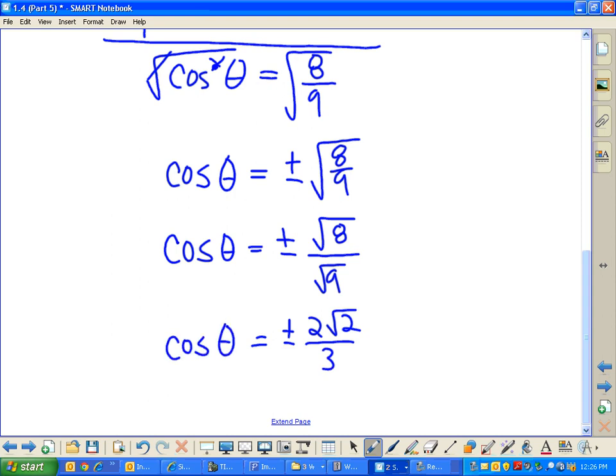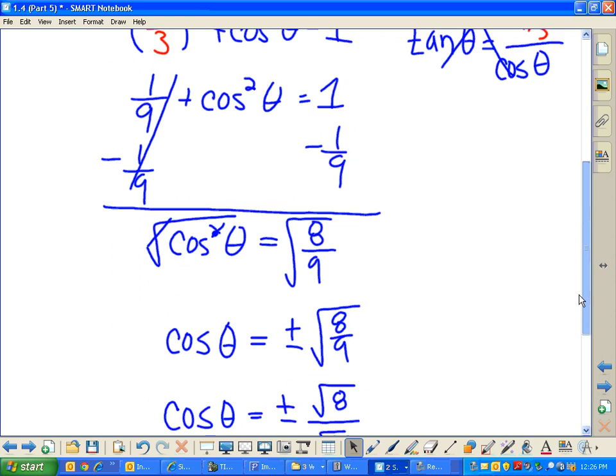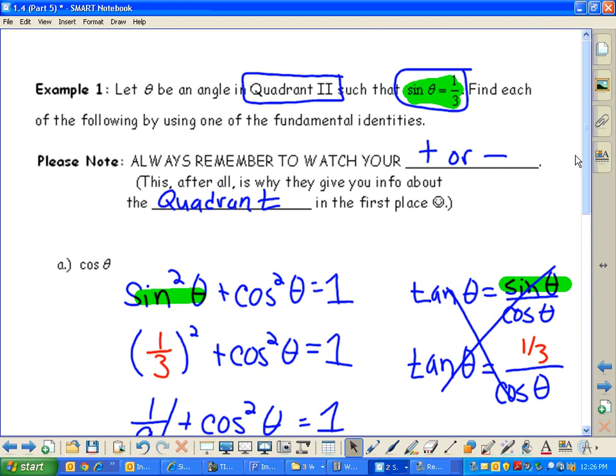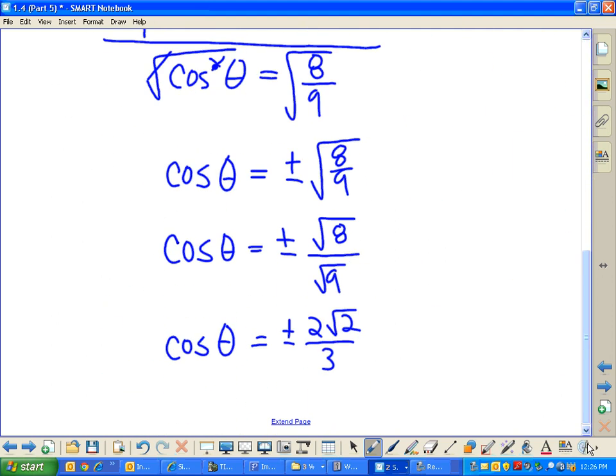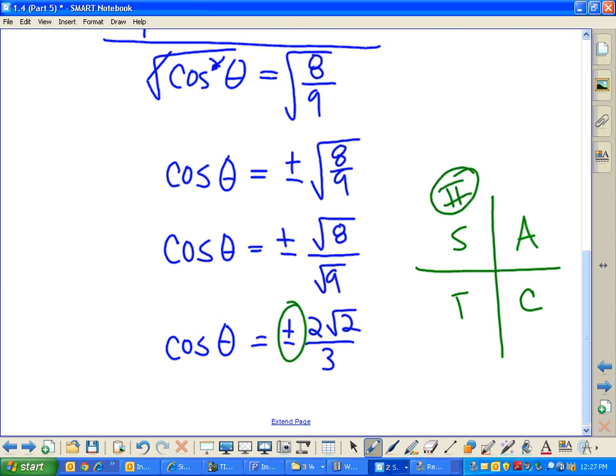Okay, but I have a question for you. I prefaced this problem with, watch your plus or minus. Do you see that there? You can really only have one answer for cosine in these problems. They do give us an additional piece of information in the problem, and I said you can't ignore it. What they're telling us right now is that our angle is supposed to be in quadrant 2. They give you that information so that you can start to make a decision about that plus minus right there. So what I'm thinking about right now is quadrant 2 in my All Students Take Classes. They're saying this angle is in quadrant 2, so that's right there.